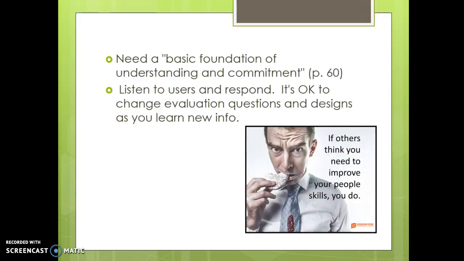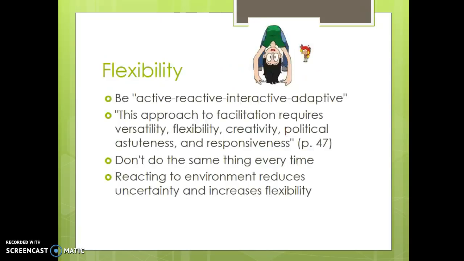So you need a basic foundation of understanding and commitment on the part of the users. And listening to them is important. It's okay to change your evaluation questions and designs as you learn new info. So it's being flexible and responsive. So if others think you need to improve your people skills, you do. I thought that was funny too.